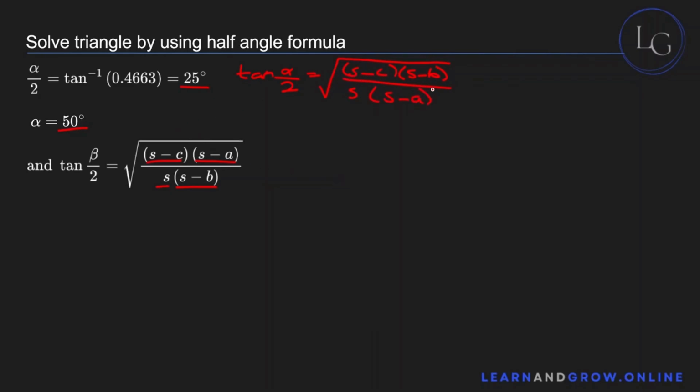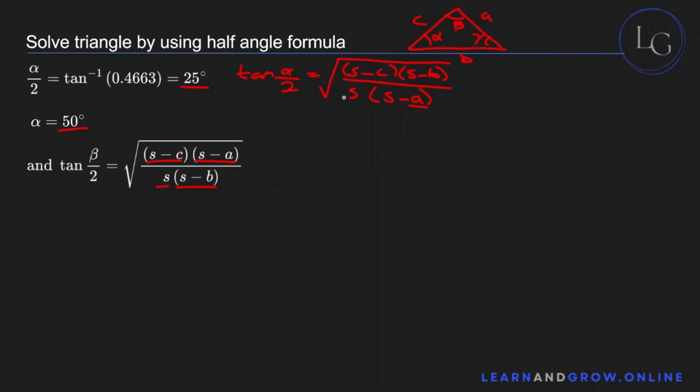Now the thing is, in the numerator, you subtract the two sides that make up the angle itself from S and multiply the results, and divide that by S into S minus the side that is opposite to the angle, right? So for example, if you have this triangle over here, this is the angle alpha, this is the angle beta, this is the angle gamma, right? So the side opposite to angle alpha is A, the side opposite to beta is B, the side opposite to gamma is C.